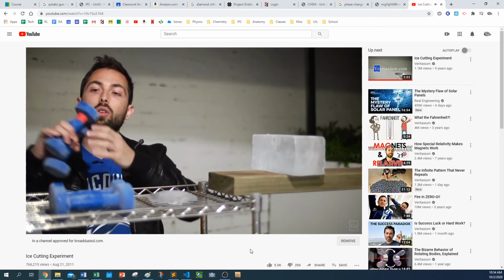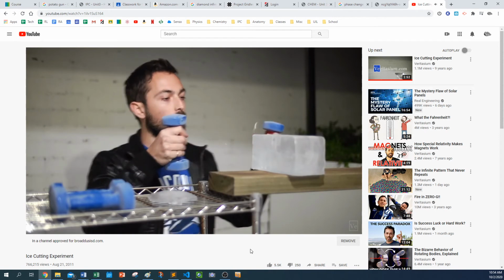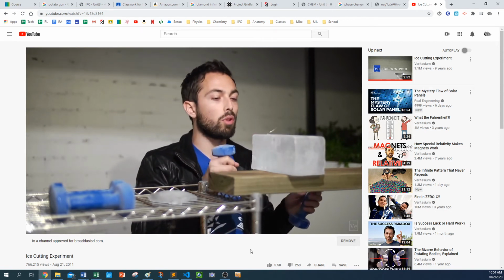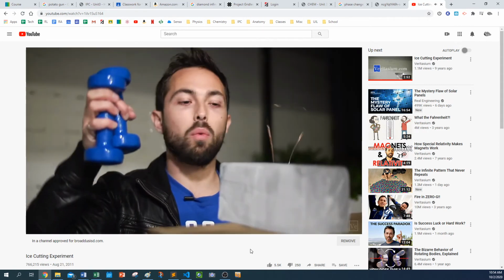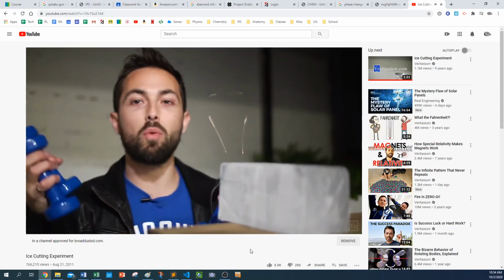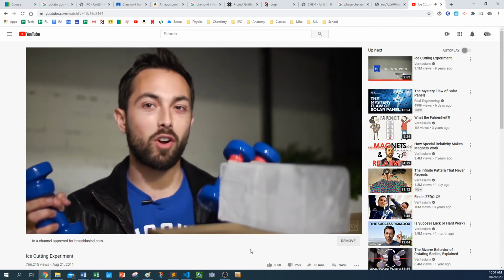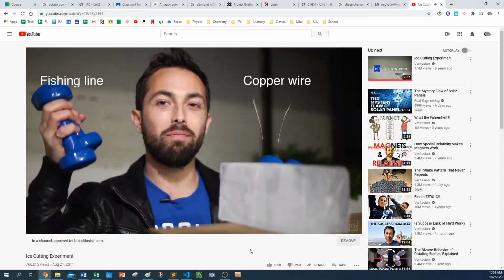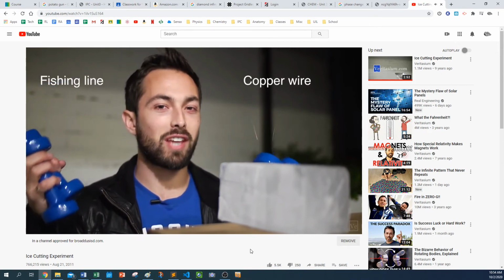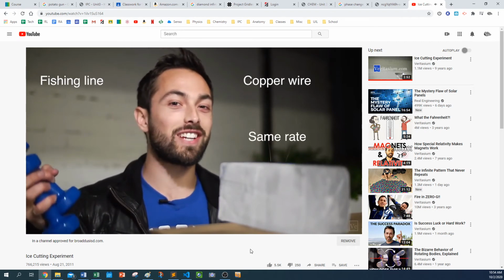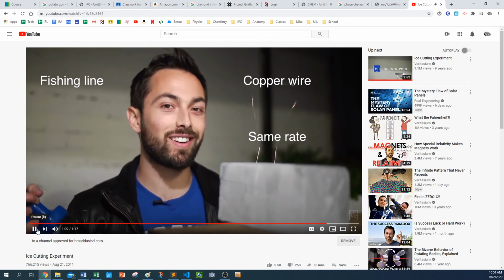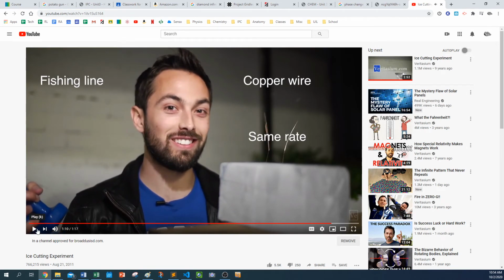Now I'm going to put the wire and the fishing line over this block of ice and try to pull it through the ice. And I want you to make a prediction. Which one will pass through the ice first? Will it be the copper wire or the fishing line, or will they both pass through at the same rate? Make your prediction now. You got about 5 seconds left. Quick, pick one. What do y'all think?